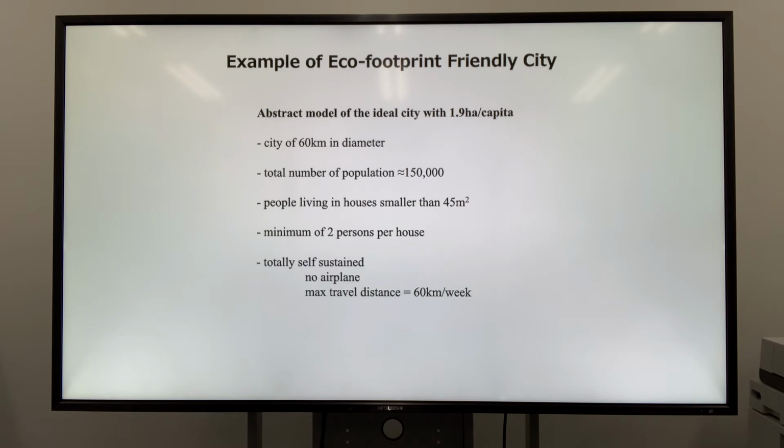In terms of the abstract model of the ideal city with 1.9 hectares per capita, we can understand that the city should be 60 kilometers in diameter. The total population should be around 150,000 people. And people should be living in houses smaller than 45 square meters with a minimum of 2 persons per house. It should be totally self-sustained with no airplane traveling, and the maximum travel distance should be 60 kilometers per week.